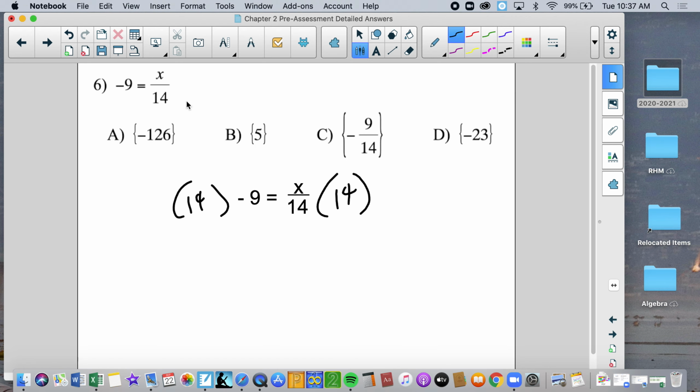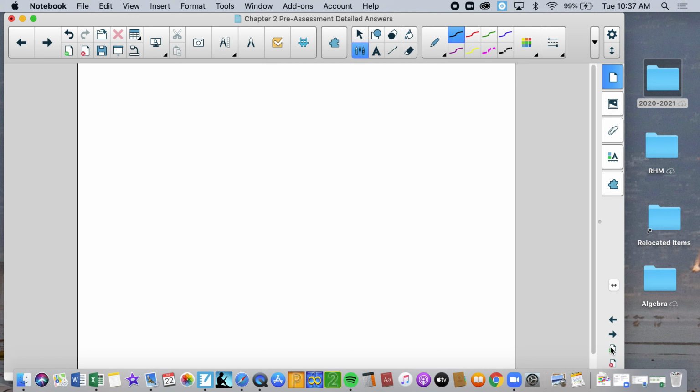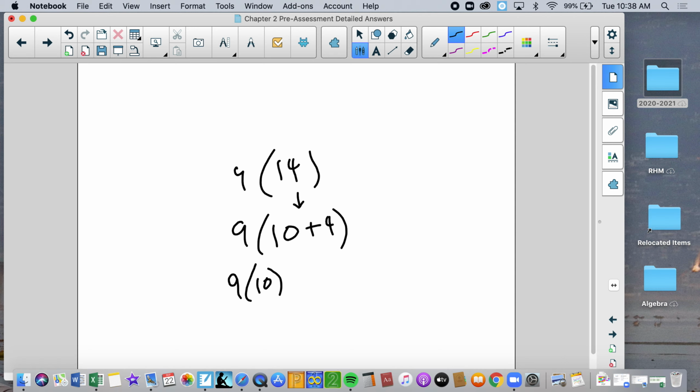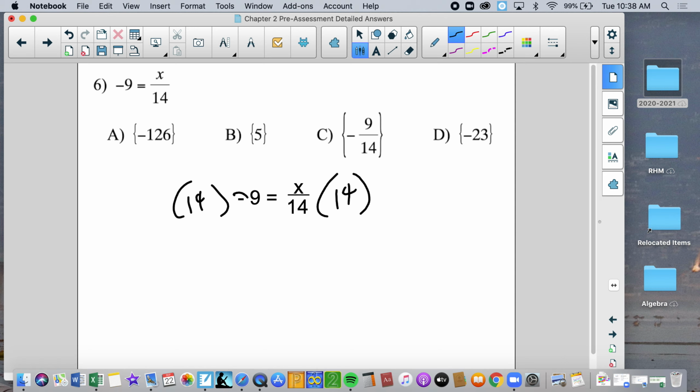let's do this. How can I multiply 14 times negative 9? Well, I don't know what 9 times 14 is off the top of my head. And instead of 14, can we do 10 plus 4? Because 10 plus 4 equals 14. And now I can use the distributive property, because I do know what 9 times 10 is, and I do know what 9 times 4 is. So I get 126. And then we know that we have a negative and a positive. A negative times a positive makes a negative. So I would get negative 126 equals x.